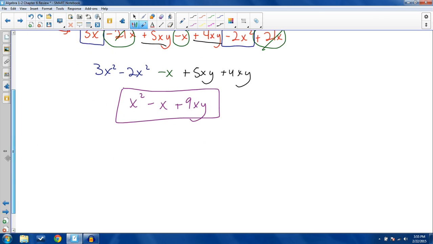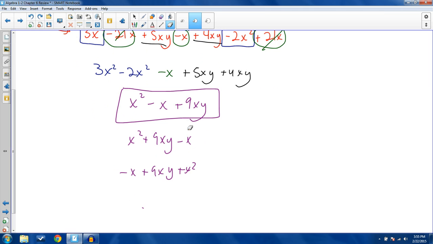In any order, you can write in any order. I could have done x squared plus 9xy minus x. I could have done negative x plus 9xy plus x squared. I could have done 9x. You know, I'm becoming delirious now. I just want to make sure that you understand the negative ties in with the x, just like the numbers. Because the negative is a negative 1, just like the 9 is a positive 9. You have to make sure that it gets associated with that.